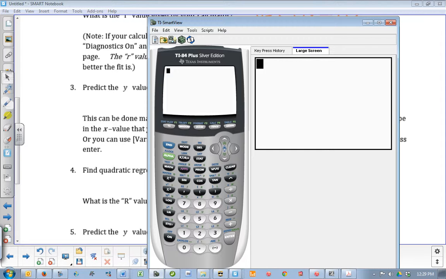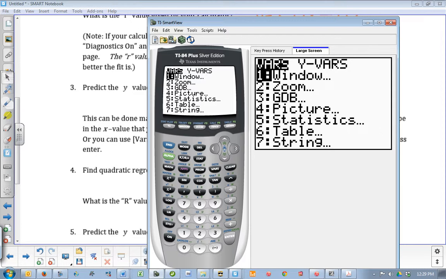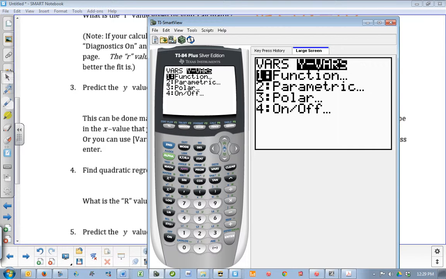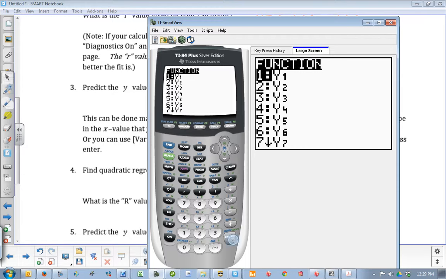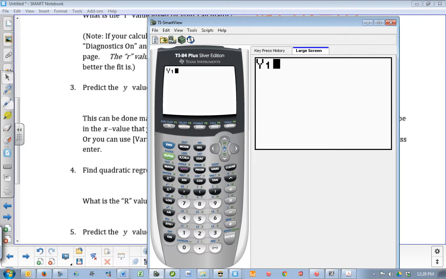What we can do is let's go to our variables, Vars, and go to Y-Vars, go to Function, Y1, okay, from the home screen, and we want to find, this is like finding f of x.